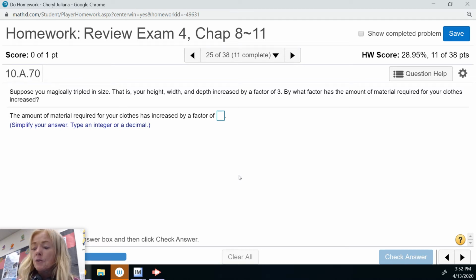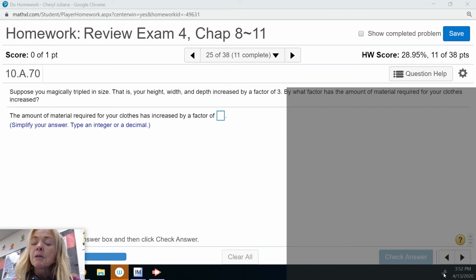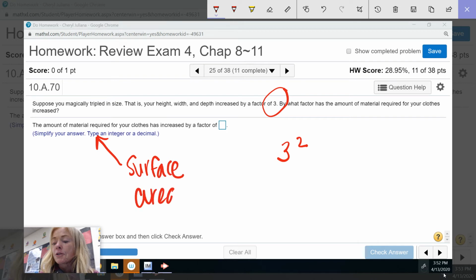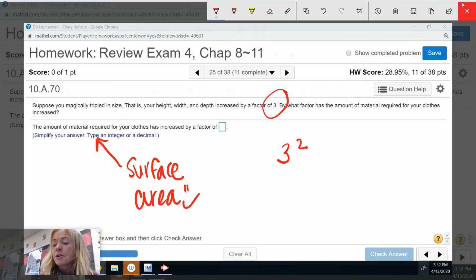So we know clothes are an area, they're surface area. So when we're dealing with surface area, we take our original length factor, or perimeter factor, and we square it, because it's an area. Material is surface area, as we know. So it's going to be 9. We're going to increase by a factor of 9.